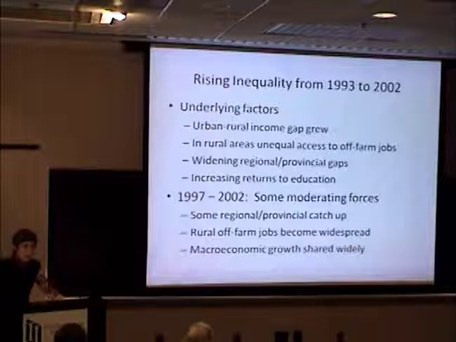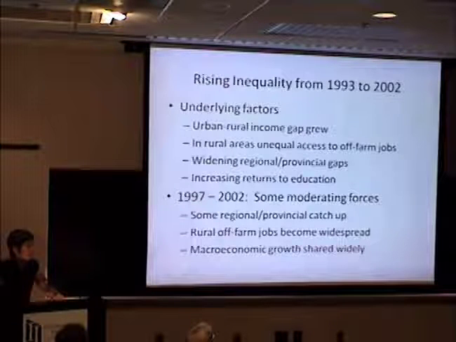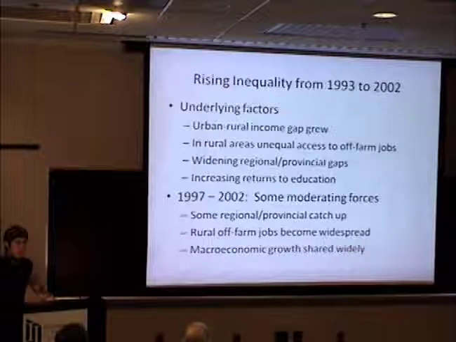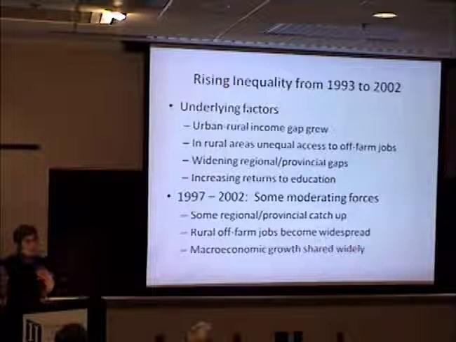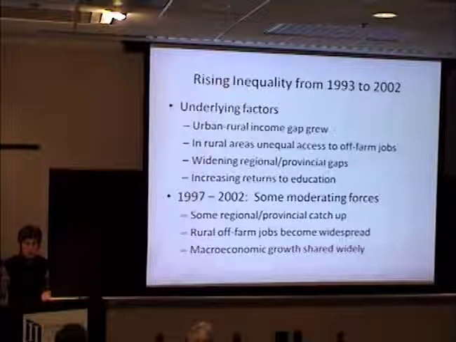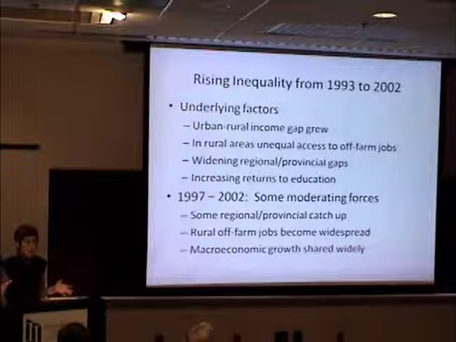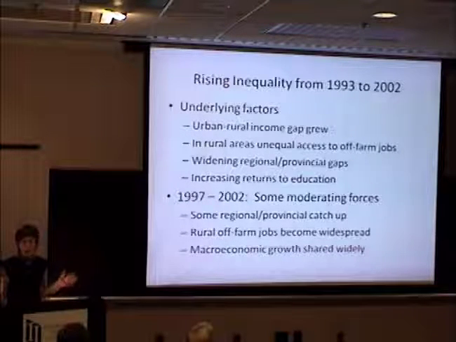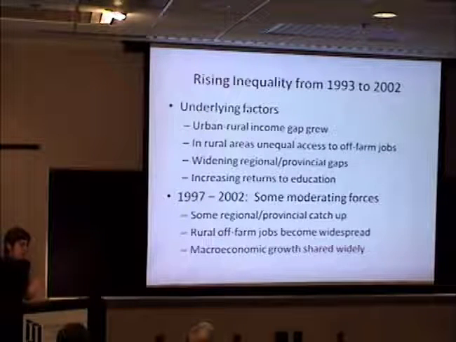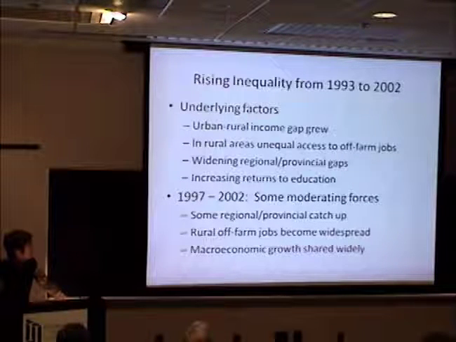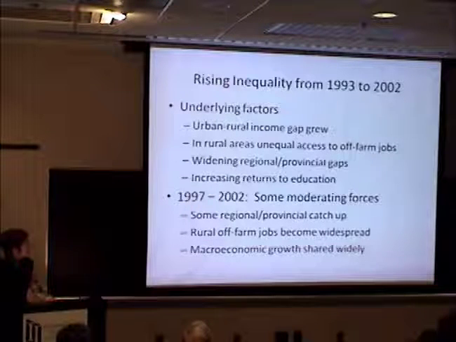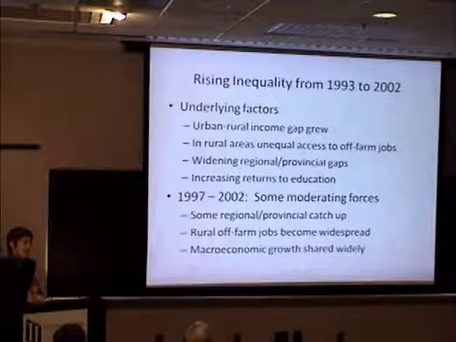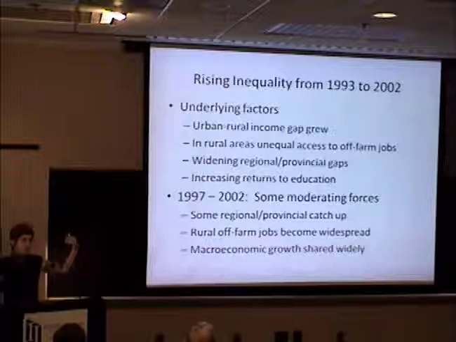Some of the factors underlying increasing inequality prior to 2002 in the literature are the widening urban-rural income gap. Within rural areas, inequality increased because of the development of off-farm wage employment in township and village enterprises, which initially benefited a smaller segment of the population. Access to these jobs was rationed and not universal, and these were higher paying jobs than agriculture. So that created an upward force on rural inequality. There were widening income gaps between provinces and regions, and especially after the mid-90s, the returns to education began to increase, so that the difference in income between people with more education and less education began to widen.